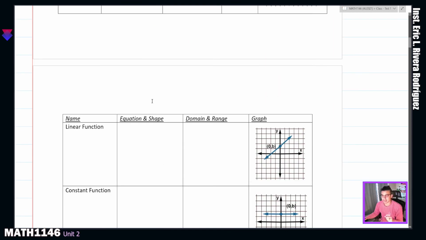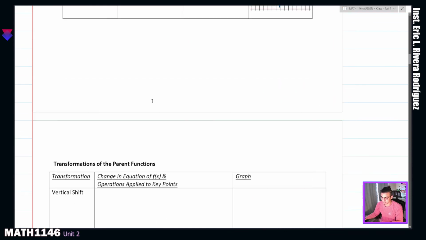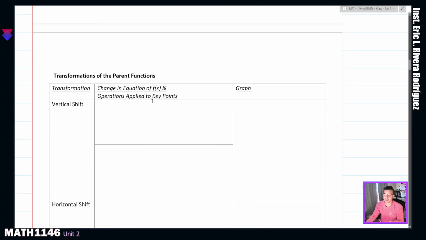Okay, next table will be transformation of the parent functions, and we have different types of transformations. And again, this is something that you need to know. You need to know what the effects are of modifying the equation of the graph, and what will be the effect on the graph when we do that.